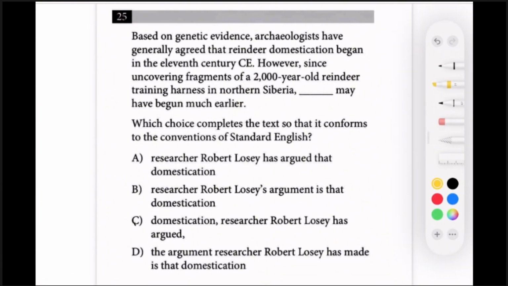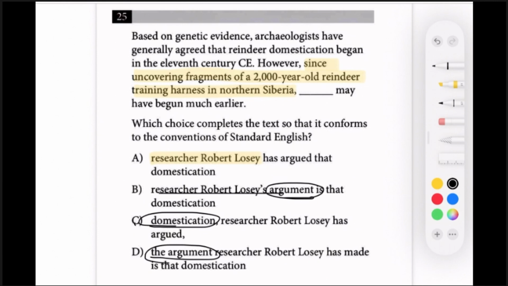In this example, the phrase is, since uncovering fragments of a 2,000-year-old reindeer training harness in northern Siberia, who uncovered these fragments? Well, it must be researcher Robert Losey. It couldn't be researcher Robert Losey's argument or domestication or the argument.